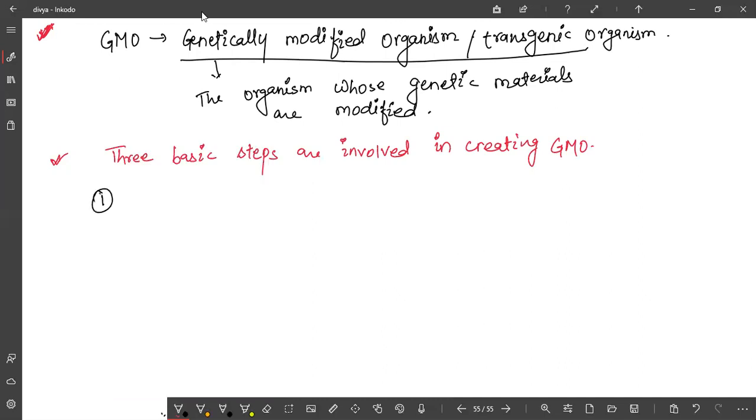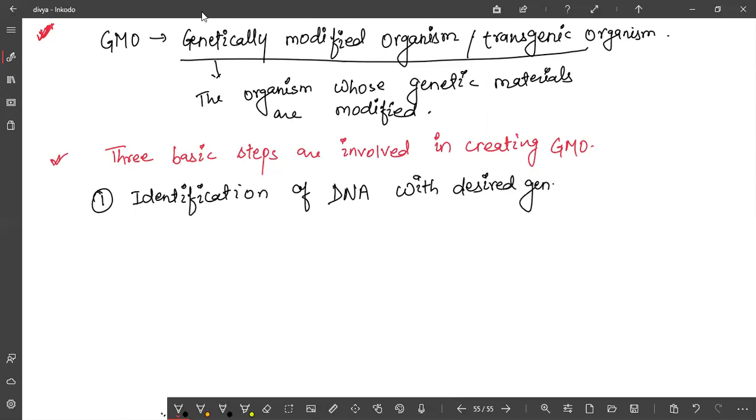So for introducing any DNA, firstly you have to recognize the desirable DNA. So the first step is identification of DNA with desired gene. Firstly, you have to identify the DNA which contains the desired gene.